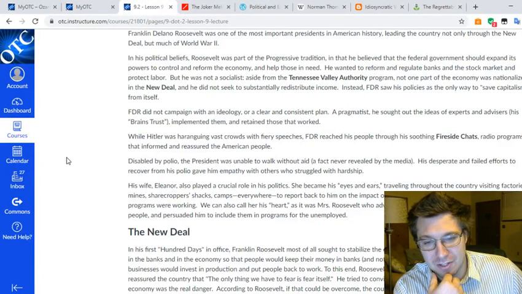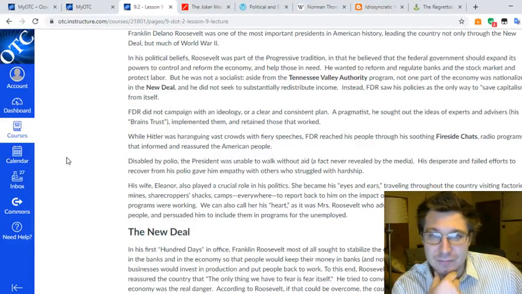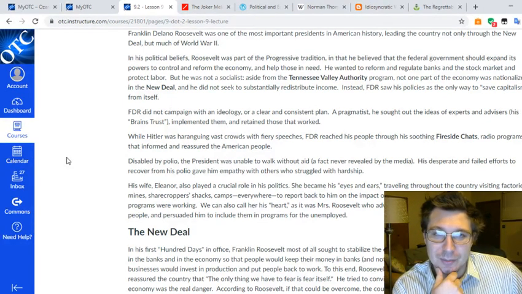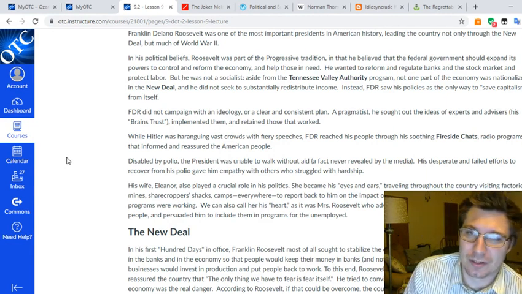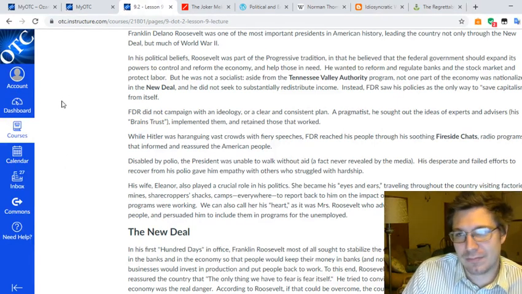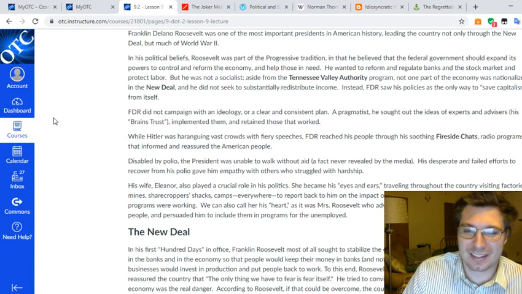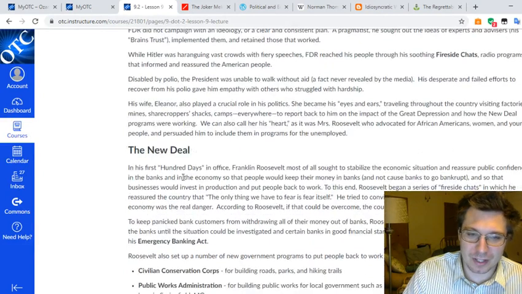We can also call her his heart, in a way, as it was Mrs. Roosevelt who advocated for African Americans, women, and young people and persuaded Franklin Roosevelt to include them in programs for the unemployed, to make sure that they would be made more available to those other groups as well. There were a lot of Southern Democrats, especially, who were still stuck in the segregationist mindset and only wanted these programs to be open to white men. But these programs did expand beyond that, thanks to her intervention largely.